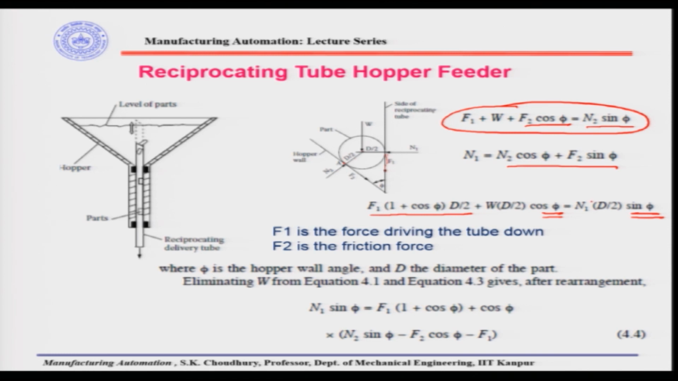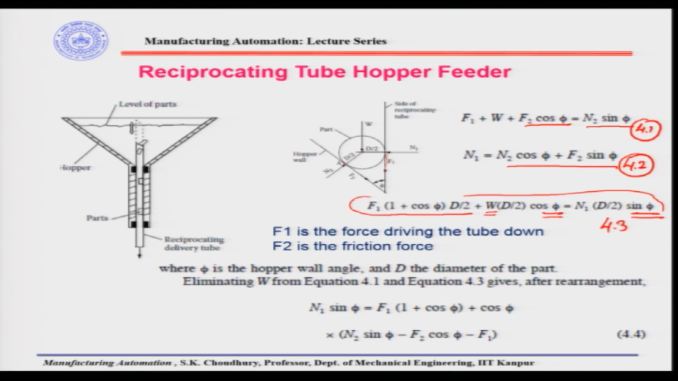Now, we have these three equations. Here phi is the hopper wall angle once again, and d is the diameter. So, d by 2 is the radius. Now, we will take from this equation the value of w and put it in another equation. Let us say this is equation 4.1, this is equation 4.2, and this is equation 4.3. So, from 4.3 we will take the value of w and put that value in here.